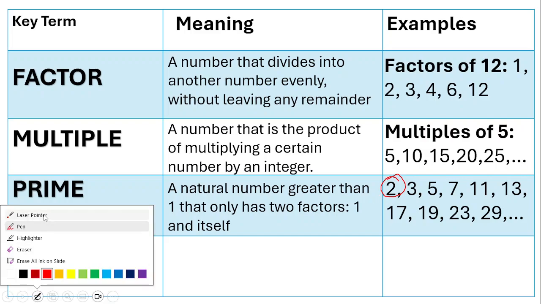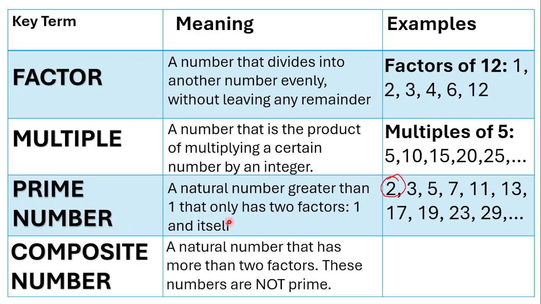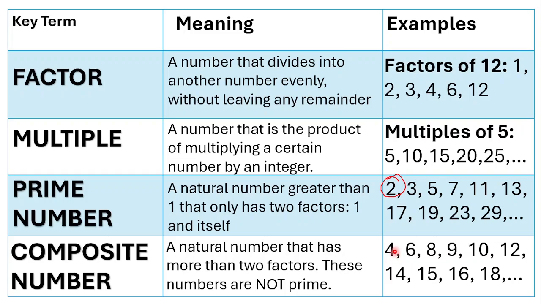Now, let's move on to composite numbers. Composite numbers are natural numbers that have more than two factors. So they are basically the opposite of prime numbers. These numbers are not prime. Let's consider some composite numbers. We have 4, 6, 8, 9, 10, 12, 14, 15, 16, and 18. These are composite numbers. They have more than two factors.